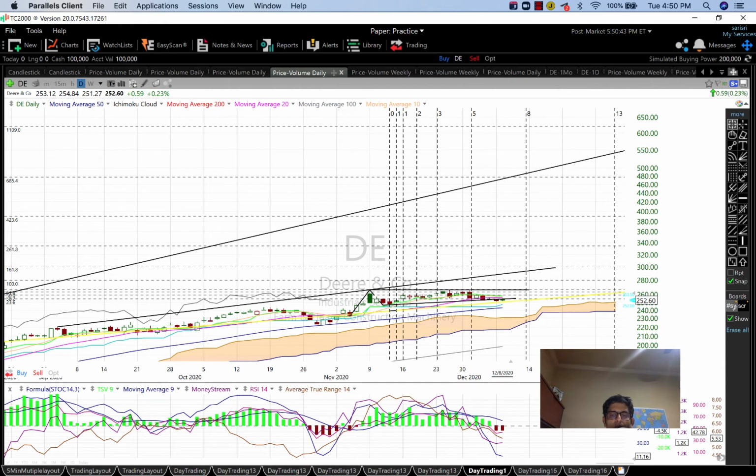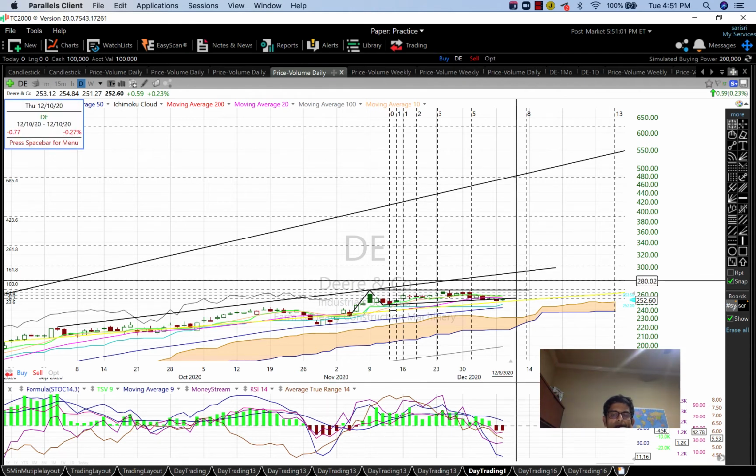I was expecting it to touch 268, but it didn't. So right now, what I'm expecting is to get to 272. But we have another 2 days in this zone, 1, 2, 3, 4, 5. So we are looking at another 3 days. And I'm expecting a move to the 268 to 272 area by this week.